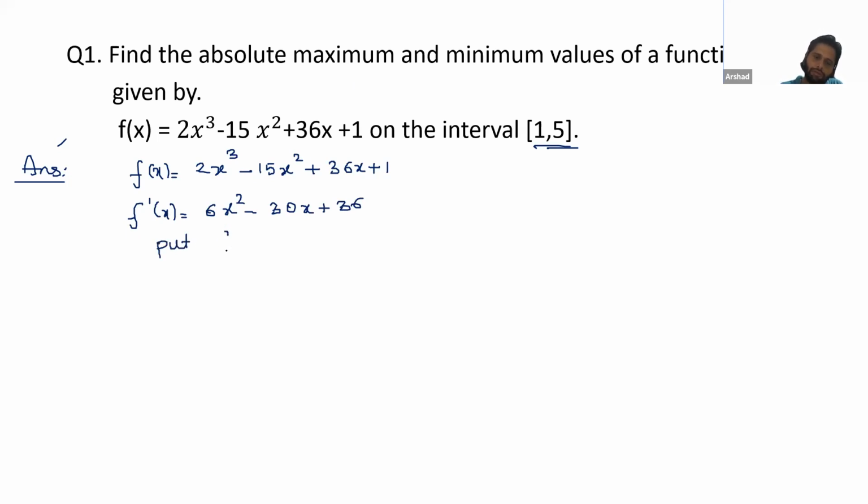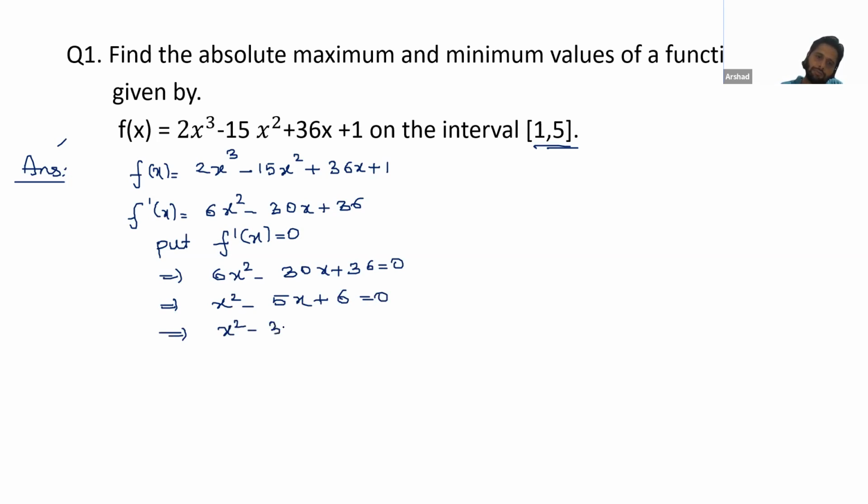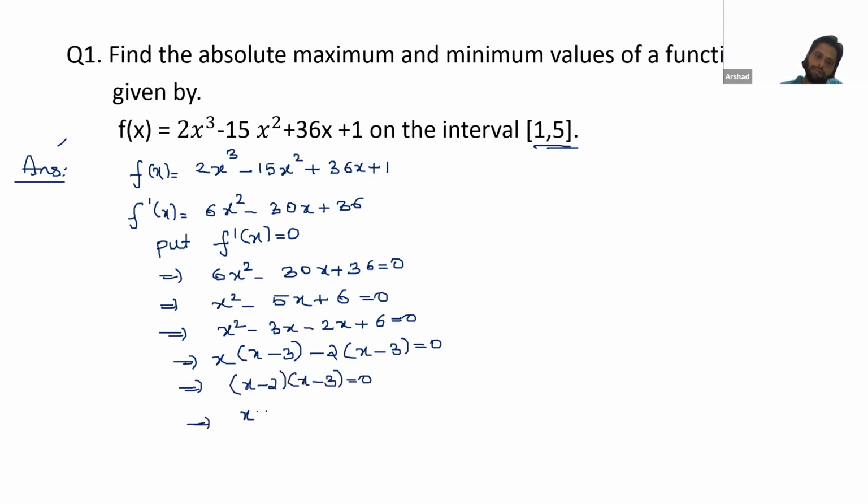We don't have a denominator here, so we will put this to 0. Equate this with 0. So 6x square minus 30x plus 36 is equal to 0. Divide this by 6, so you will get x square minus 5x plus 6 is equal to 0. Now break the middle one. So x square minus 3x minus 2x plus 6 is equal to 0. So take x common, x minus 3, minus 2, x minus 3 is equal to 0. So here x minus 2, x minus 3 is equal to 0. So what you will get here, x is equal to 2 and 3.